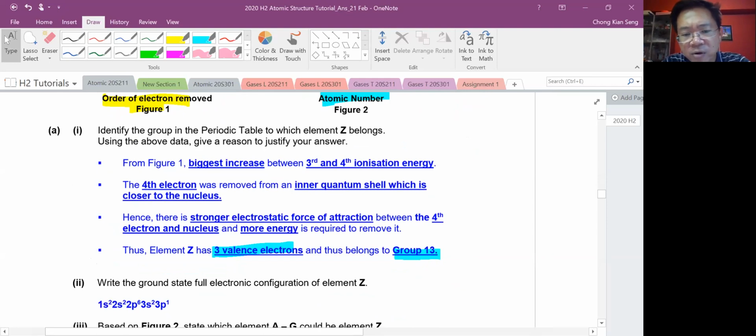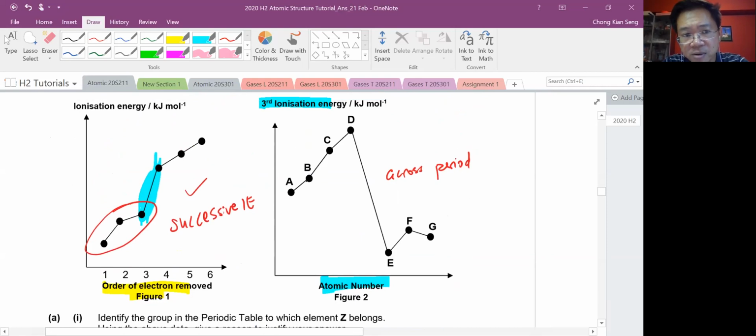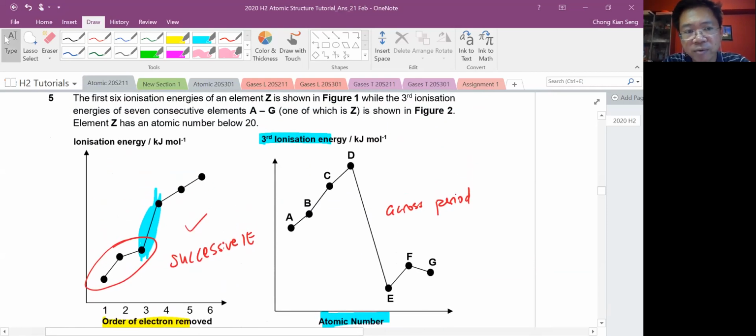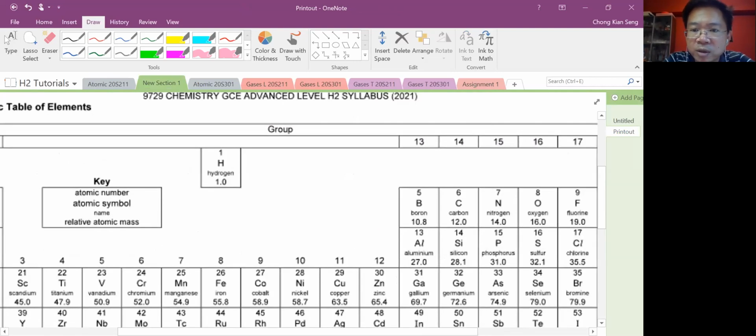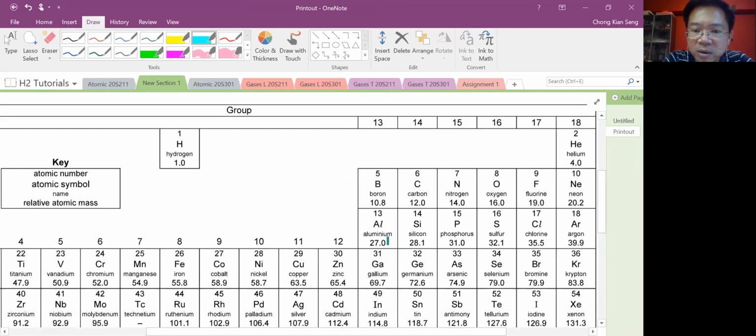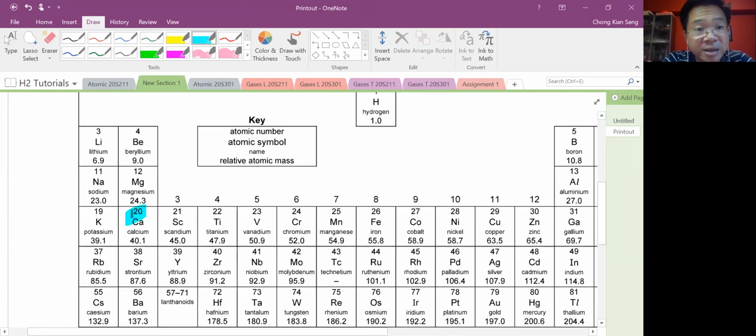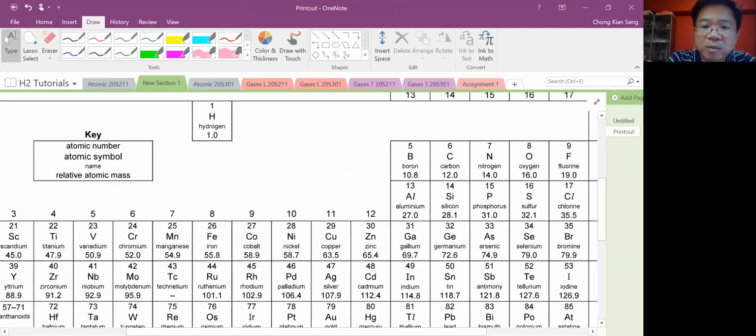Then write the ground state configuration of Z. It expects you to write the quantum shell number. That means either 2 or 3. How do you tell? Over here, there's some information: element Z has an atomic number of below 20. We look at the periodic table. In group 13, below 20, since 20 is calcium, we should be looking at aluminium or boron. Gallium is already more than 20, so we won't consider that. So should you use a period 2 or period 3 element?